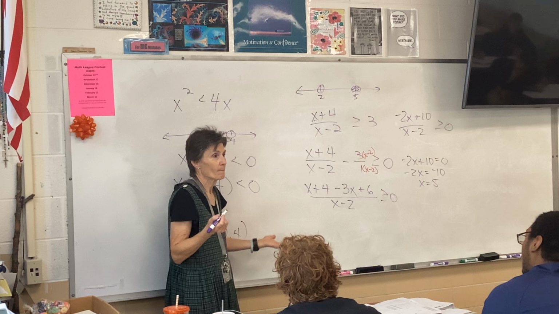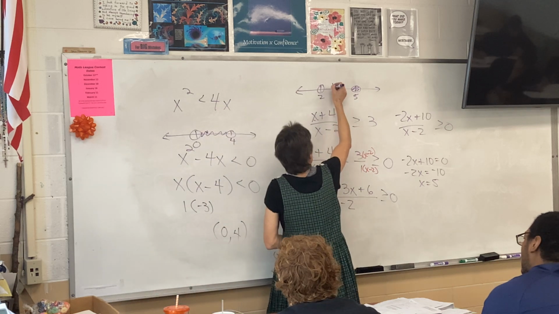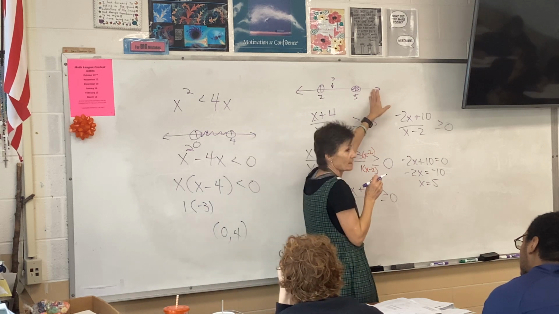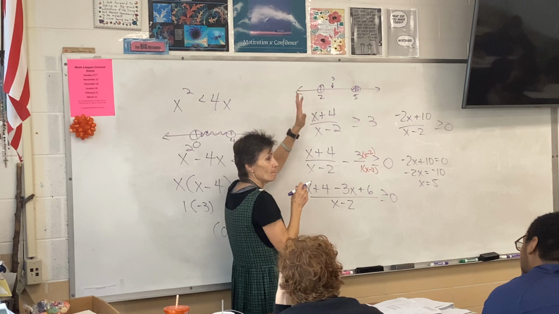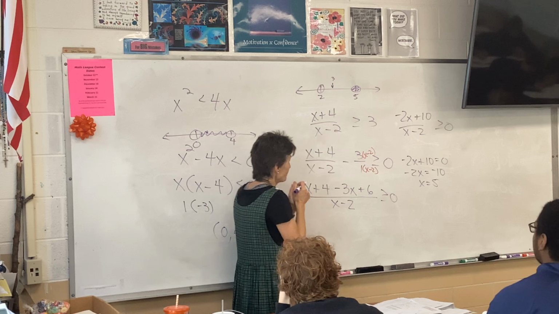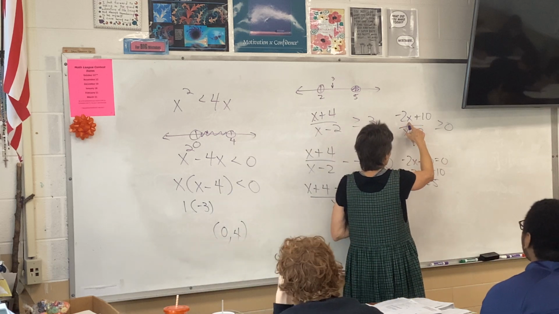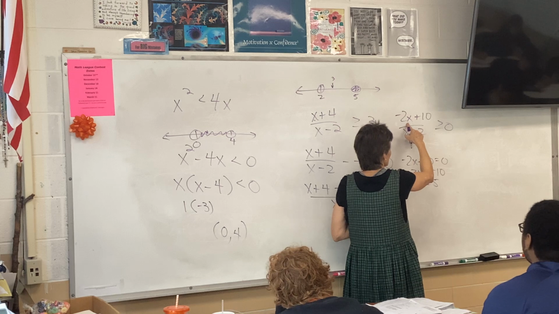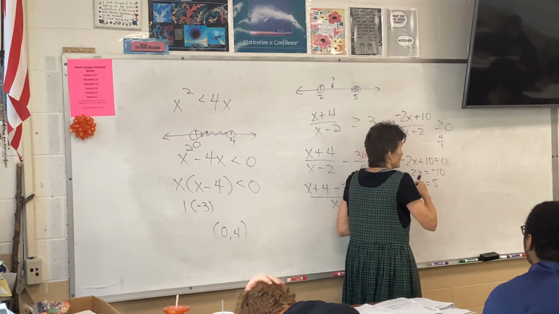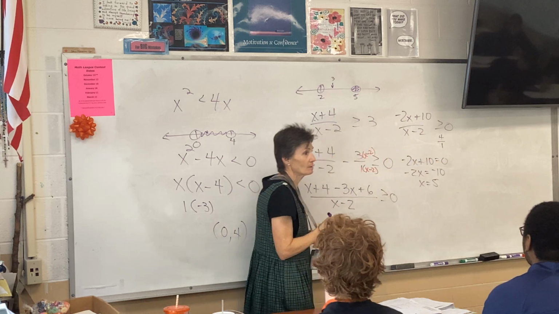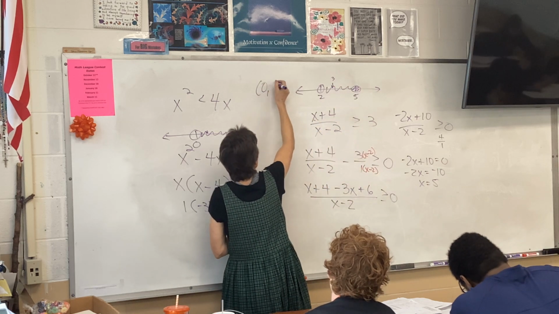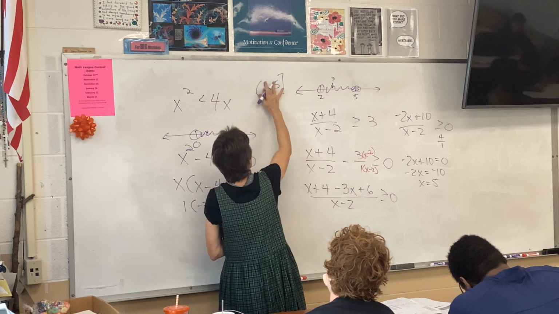Now pick a number. 3. 3 is right here. You have to pay attention to where your number is. You could pick 6. You could pick 0. But pay attention to where it is, because that's where you're going to shade or not shade. So 3 goes into my problem. 3 would give me negative 6 plus 10, which is 4, over 1. 3 minus 2. Does that give me a bigger than 0 number? So I'm going to shade in there. And the answer to my problem is 2 to 5.